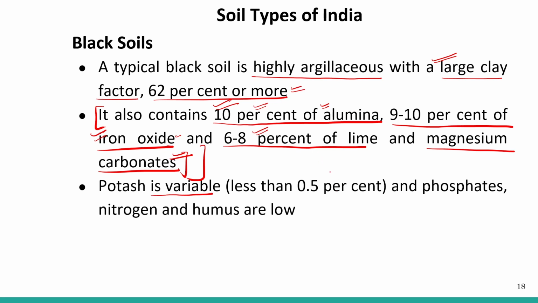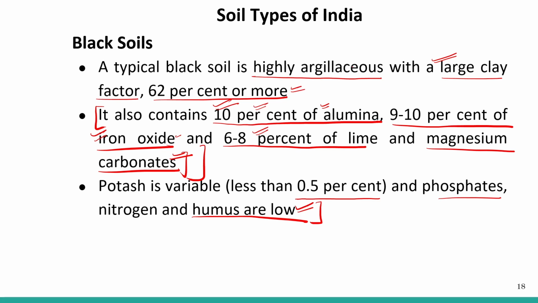Phosphorus is less. Potash is variable, that is, it is present, showing the presence of phosphorus that is less than 0.5%, and phosphates, nitrogen and humus are also low in content. So this is about the typical black soil composition.